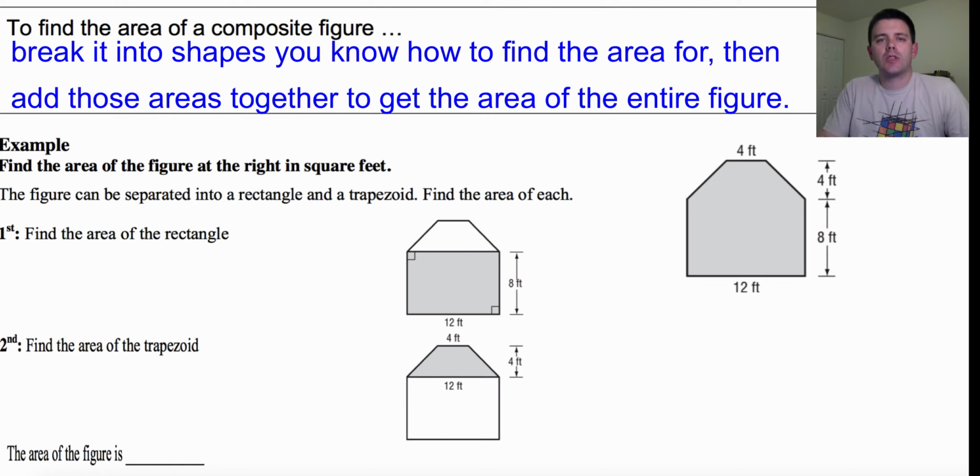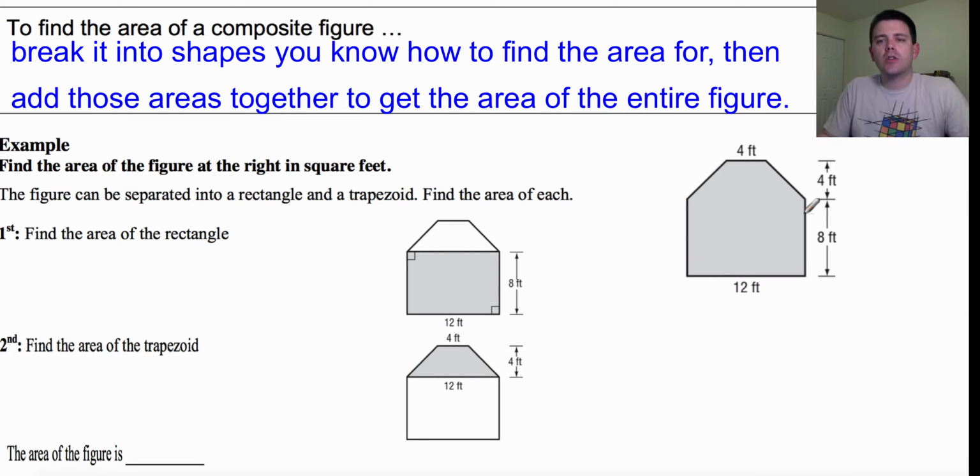So here's our first example. Go ahead, fill in your notes up top. To find the area of a composite figure, break it into shapes you know how to find the area for, then add those areas together to get the area of the whole thing. So we're going to break it into smaller pieces, find those areas, put the pieces back together.